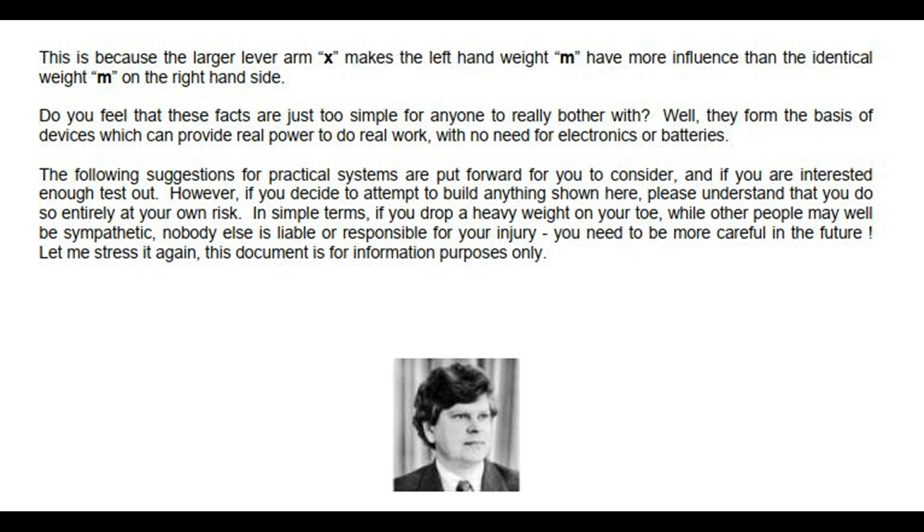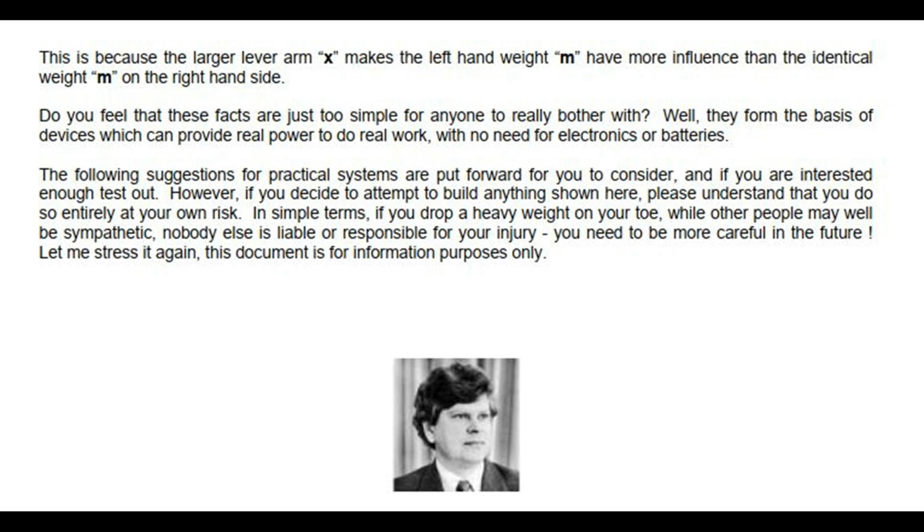Do you feel that these facts are just too simple for anyone to really bother with? Well, they form the basis of devices which can provide real power to do real work, with no need for electronics or batteries. The following suggestions for practical systems are put forward for you to consider, and if you are interested enough, test out. However, if you decide to attempt to build anything shown here, please understand that you do so entirely at your own risk.